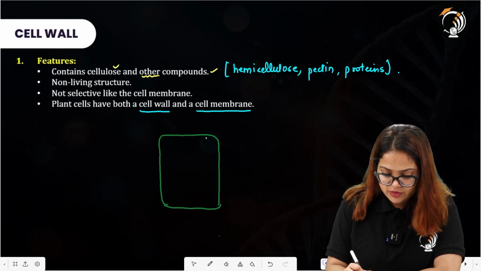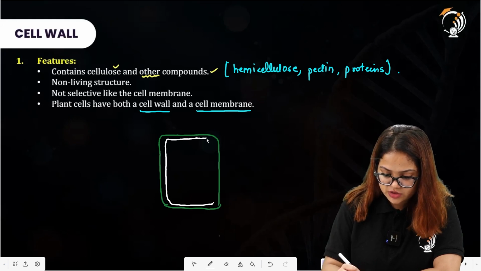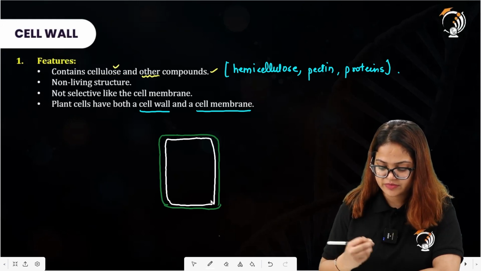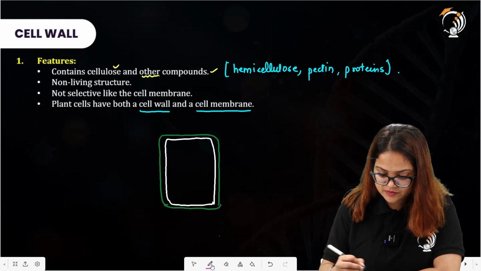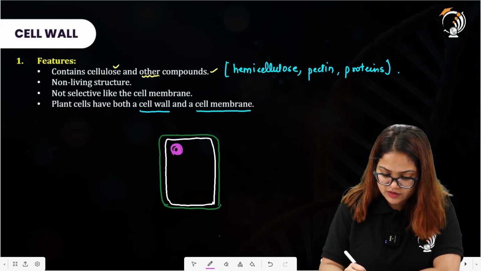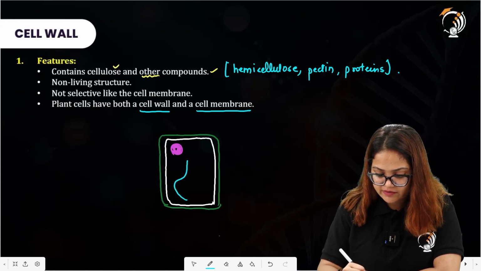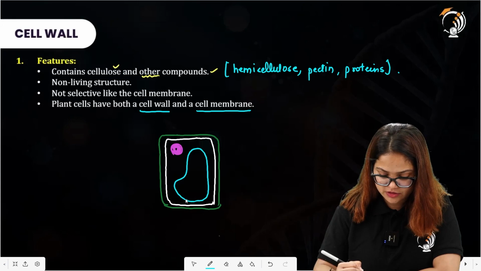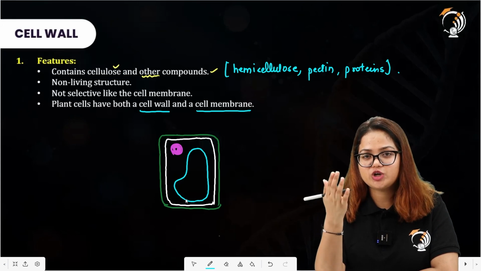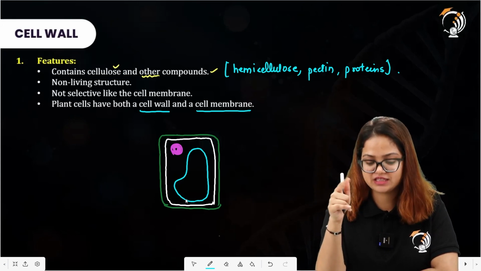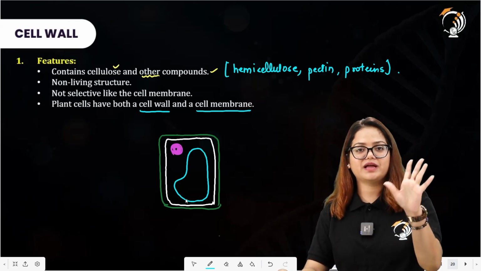I have just made one boundary, and inner to it we have another boundary. This is the cell membrane, which I am making with the white marker, and the green marker represents the cell wall. It has a nucleus. The majority of its region is occupied by the vacuole, up to 90%. Each cell has a different volume occupied by the vacuole present in it. So this is a general diagrammatic representation of a normal, typical plant cell.